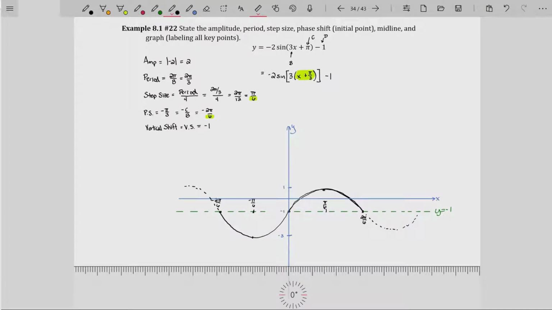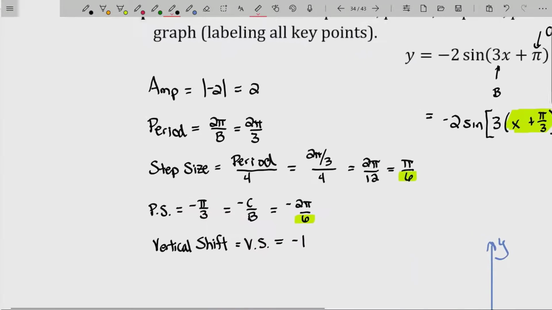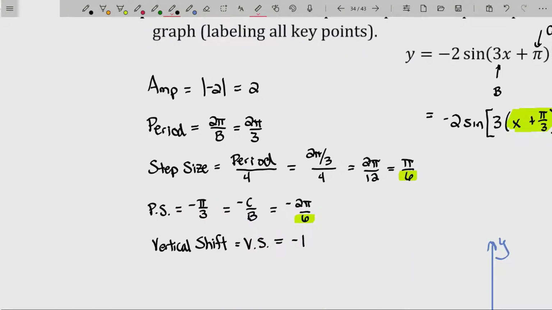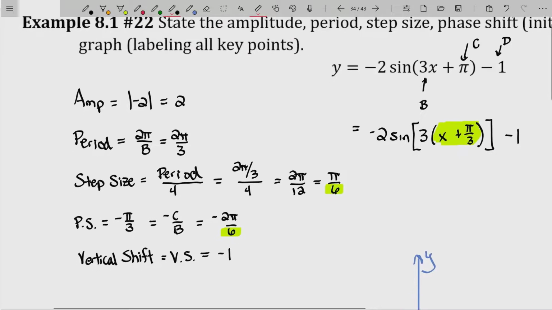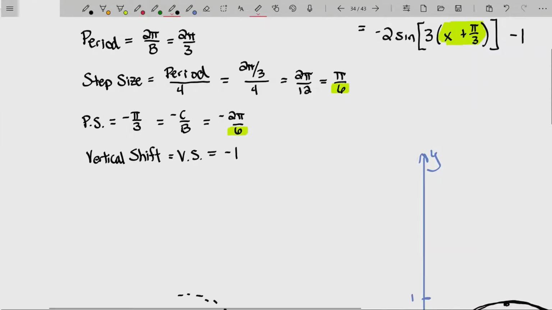Very, very common style question. Notice I always start with the mechanics. I don't actually graph anything until I have all this information down. So I essentially pull everything from the function they handed to me. And then I start graphing.